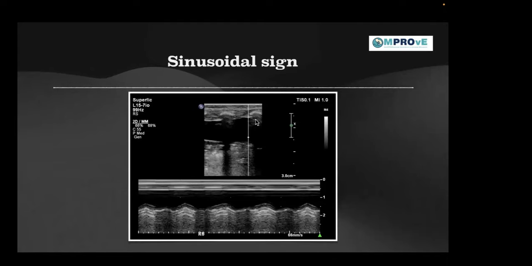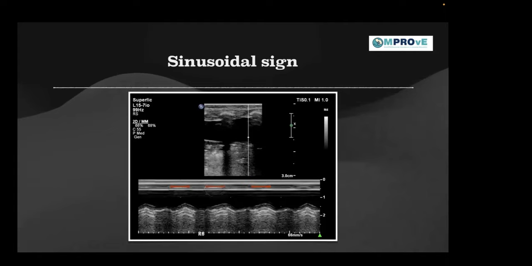Sinusoidal sign. Same area, and now I have interrogated that with the M mode. When you do M mode, you don't see a stratosphere sign or barcode sign or anything like that, because it's all fluid filled. It is not an air-fluid interface, it is only fluid. So these are your ribs, as you can see on your M mode, and this is your sinusoidal sign. All this black area here is your fluid. So ribs, then the anechoic area, black in M mode, and then you have your pleura or the lung coming into the picture.